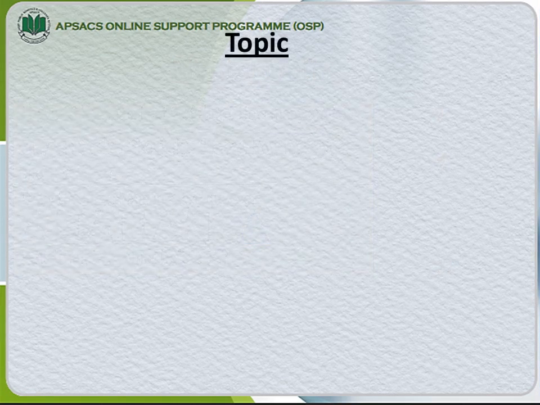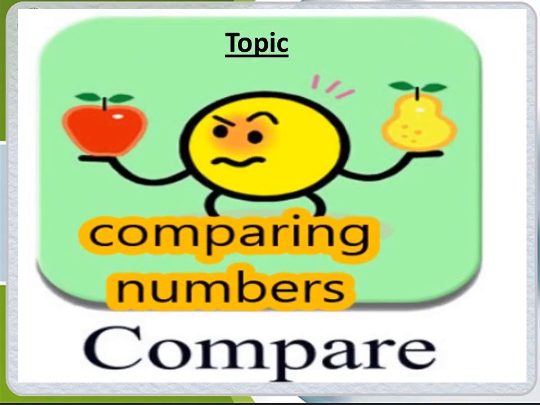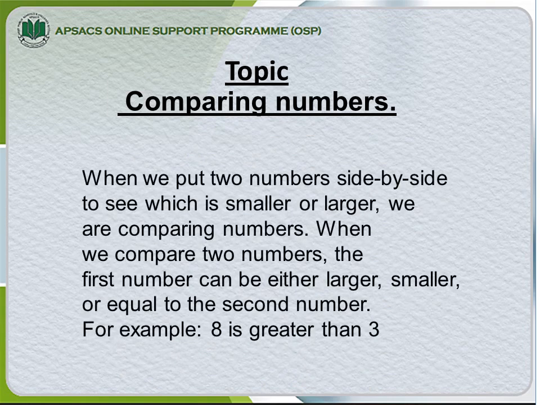Today our topic is comparing numbers. Let's learn comparing. Comparing numbers. Let's see what is comparing numbers. When we put two numbers side by side to see which is smaller or larger, it means that we are comparing numbers. When we compare two numbers or things, the first number or thing can be either larger, smaller, or equal to the second number or thing.